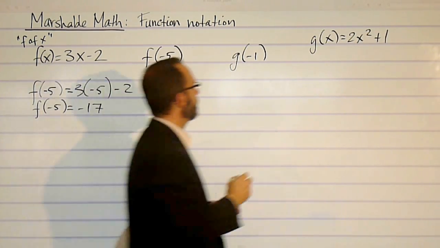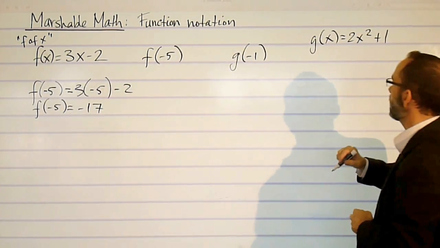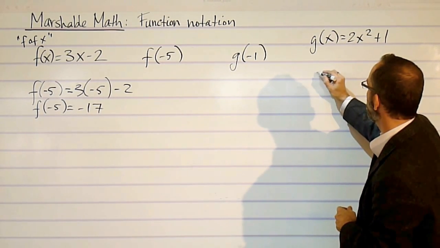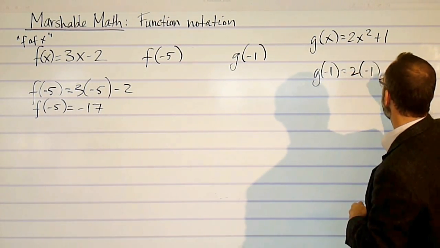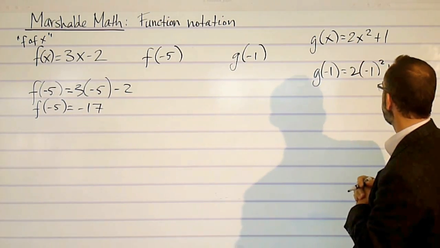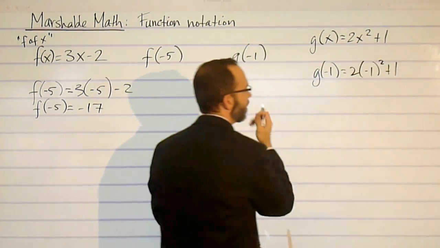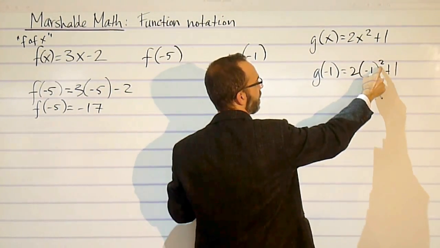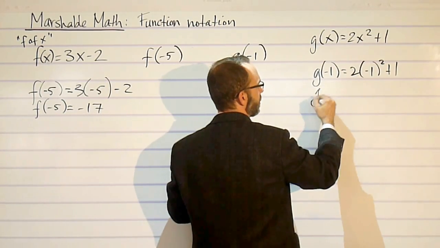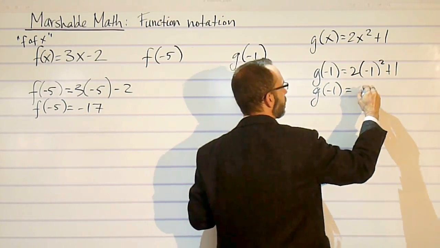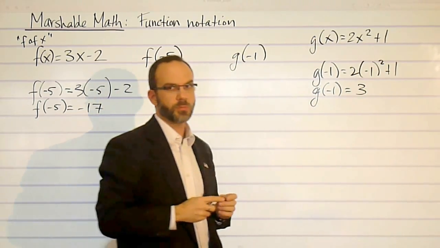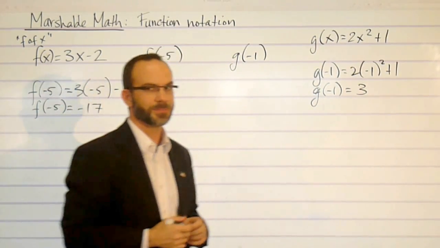What about g of negative 1? Well, let's see. I've got g of negative 1 is equal to 2 times negative 1 squared plus 1. Let's see here, negative 1 squared, that's positive 1, times 2 is 2, plus 1, so g of negative 1 is equal to positive 3. Okay, how'd you do? Did you get those things? Hope so.